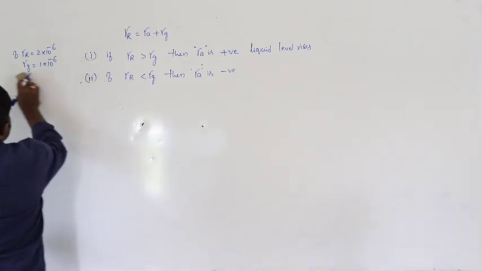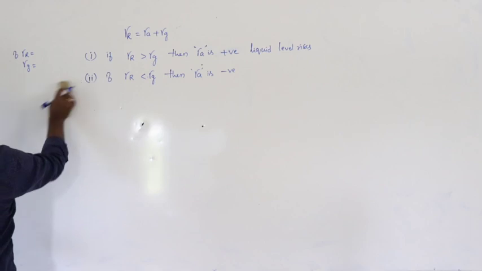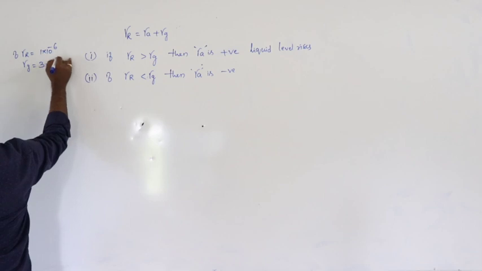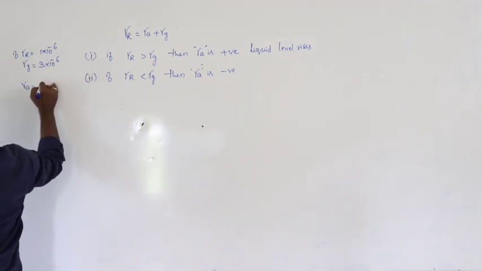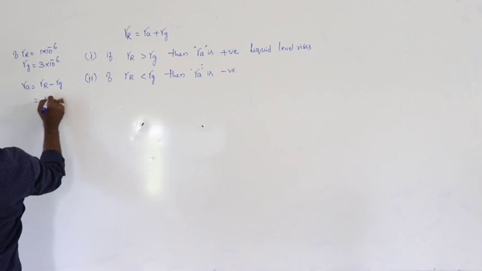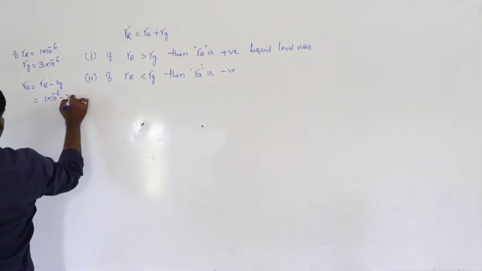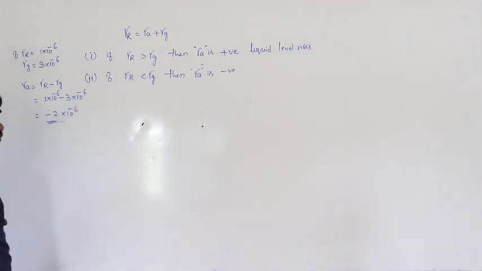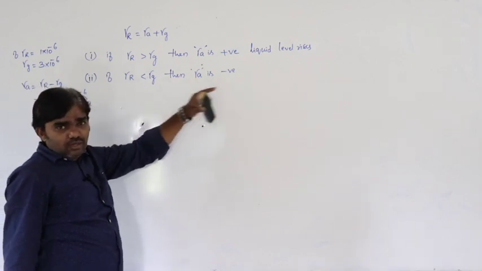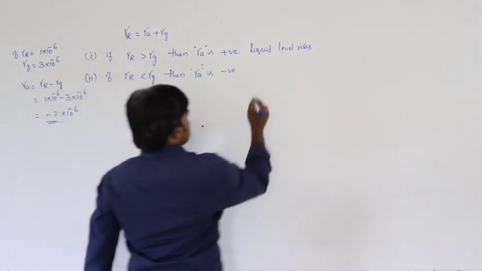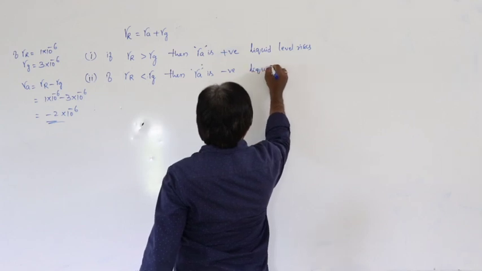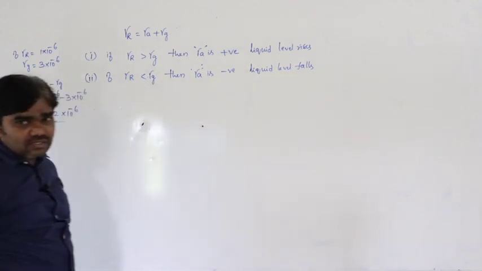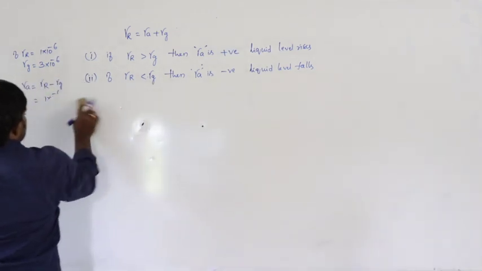This is positive, that's why the liquid level rises. But in the second situation, if gamma R is equal to 1 into 10 power minus 6 and gamma G is 3 into 10 power minus 6, then gamma A is equal to gamma R minus gamma G, 1 into 10 power minus 6 minus 3 into 10 power minus 6, that is minus 2 into 10 power minus 6. This is negative. The gamma A we got is negative. Negative in the sense that the liquid level falls in the container. So these are the two conditions.